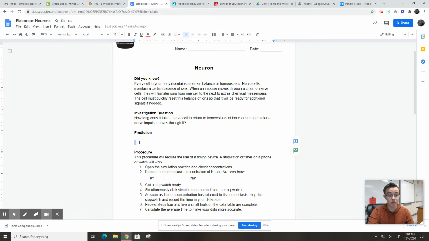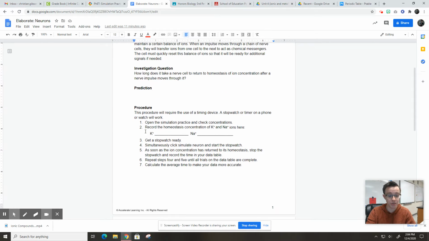So what you're going to want to do first is make a prediction, okay? And it's totally okay if your prediction is wrong because you haven't done the experiment yet. So make a prediction about how long you think it takes. Just throw a number out there, whatever you think is a reasonable number for how long it takes for your nerve cells to return to homeostasis so that they can send another signal. And then you're going to follow the procedure.